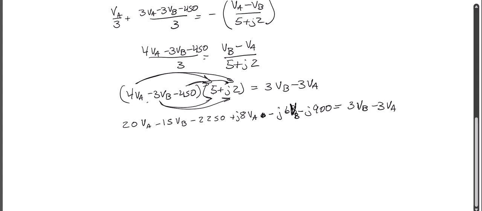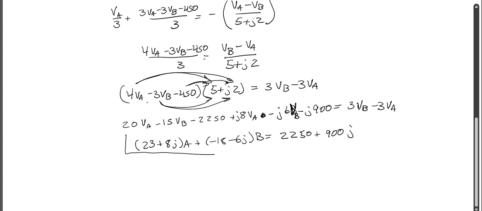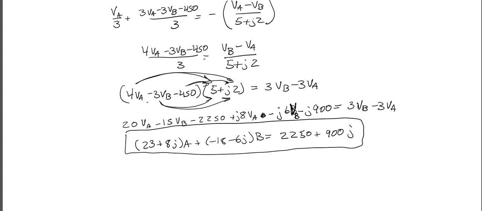And then if I bring everything to one side and group things together and get like terms, I get 23 plus 8J VA plus negative 18 minus 6J VB equals 2250 plus 900J. So that's one equation. And I'll pause for a minute and just let y'all see if anybody finds a mistake with that. Instead of VA and VB. That should be VA and VB, yeah.